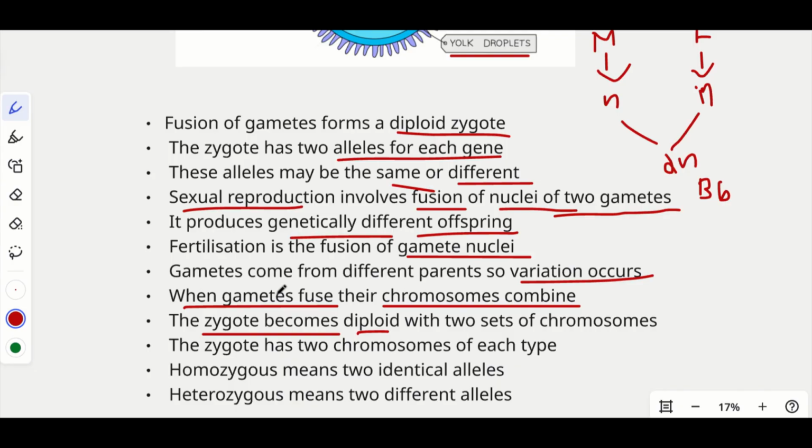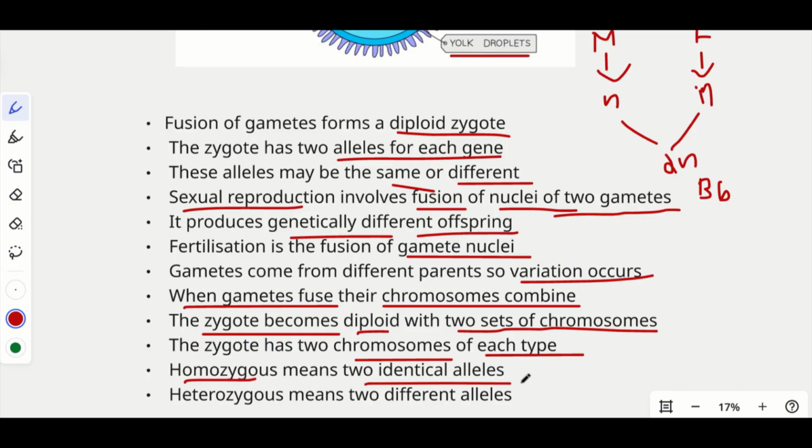After the fertilization, the gametes will be fusing, right? The chromosomes will combine. As a result, the zygote becomes diploid with two sets of chromosomes. The zygote has two chromosomes of each type.